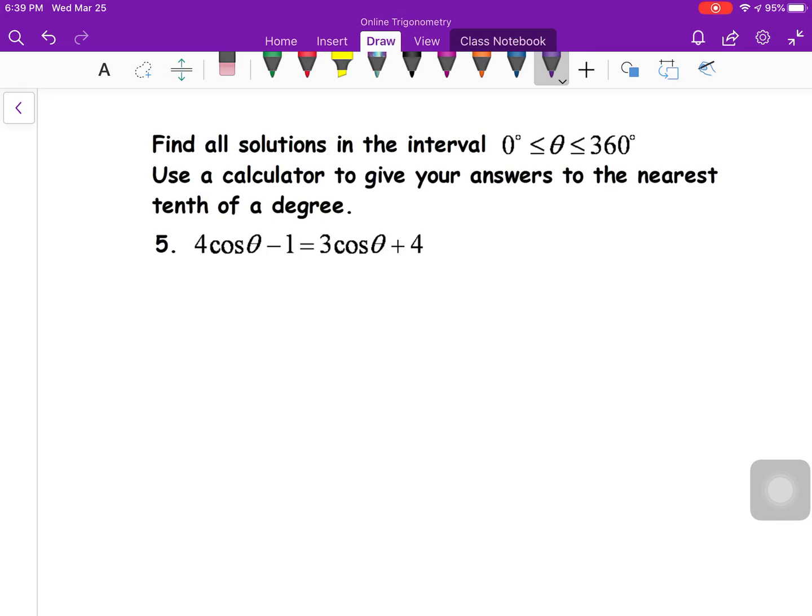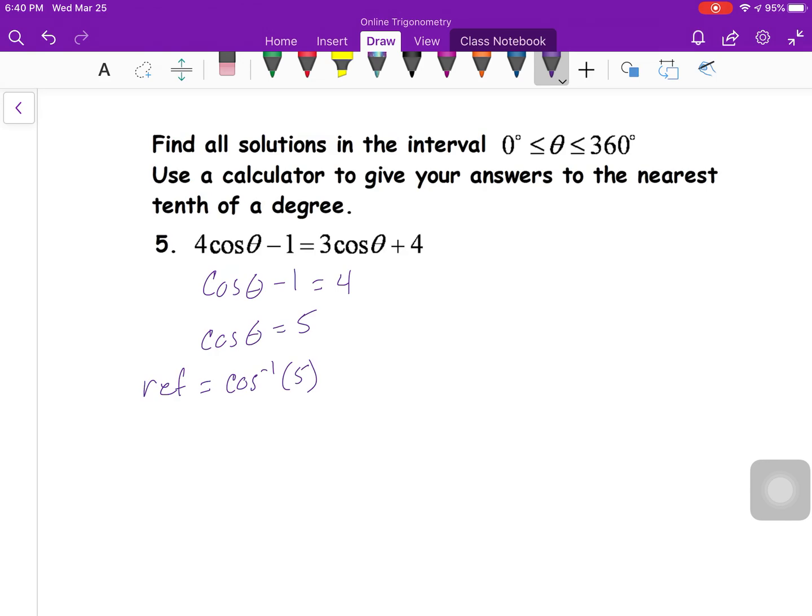So I'll subtract 3 cosine theta. That'll leave me with a single cosine theta minus 1 equals 4. And then I'll add 1 to both sides. Cosine theta equals 5. Now this one definitely is not one of our reference angles. None of our reference angles, 30, 45, or 60, had a cosine equal to 5. It's also not quadrantal. None of those. So if we were looking for a reference angle, we would have to take the inverse cosine of 5.